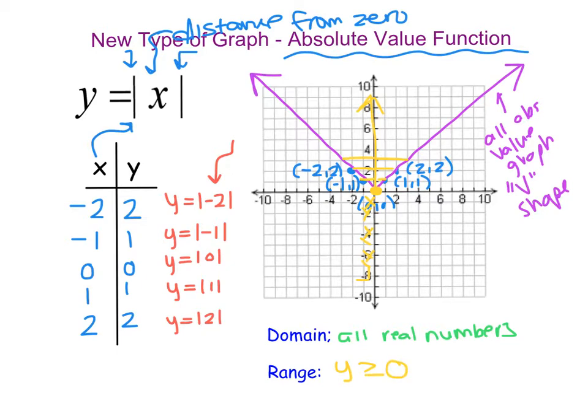But here is our basic parent absolute value function, and what we're now going to do is start transforming this, moving it around, stretching it and shrinking it, seeing what changes we can make to this basic absolute value parent graph.